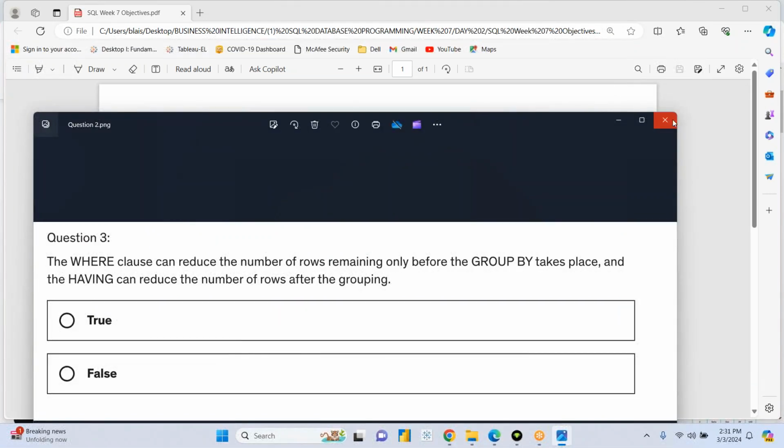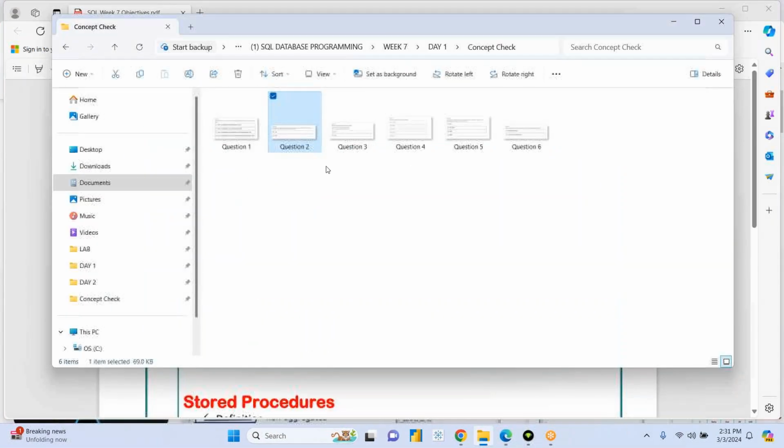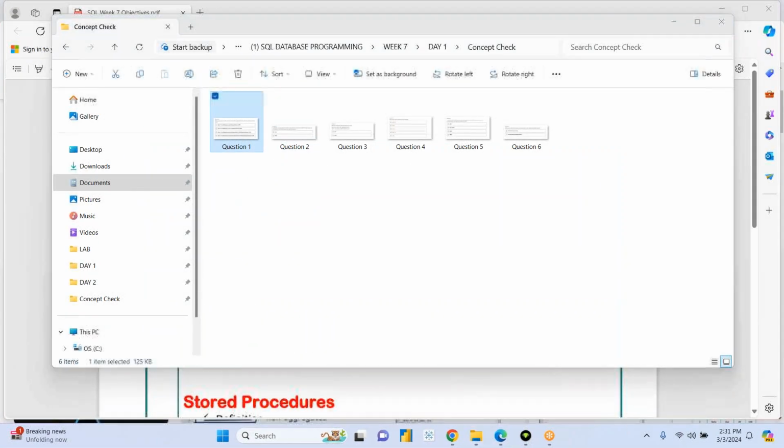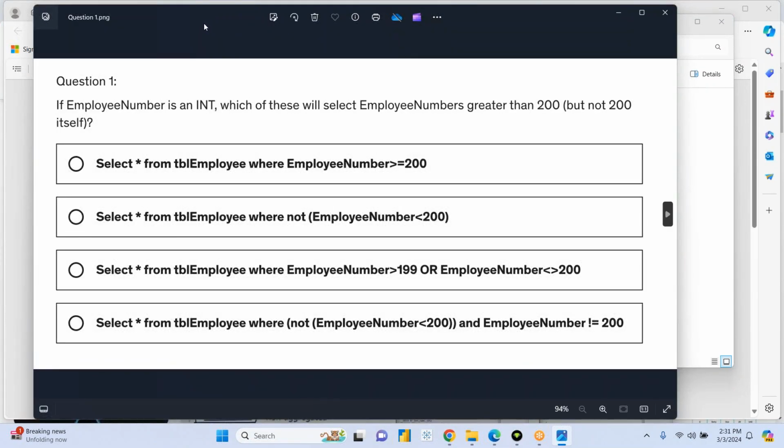Okay, let's go to the next question. This is the last one, question 1. I think this is also something on the where clause. So if employee number is an integer, so the employee number is a column, right? And it's stored as an integer. Which of these will select employee numbers greater than 200, but not 200 itself?